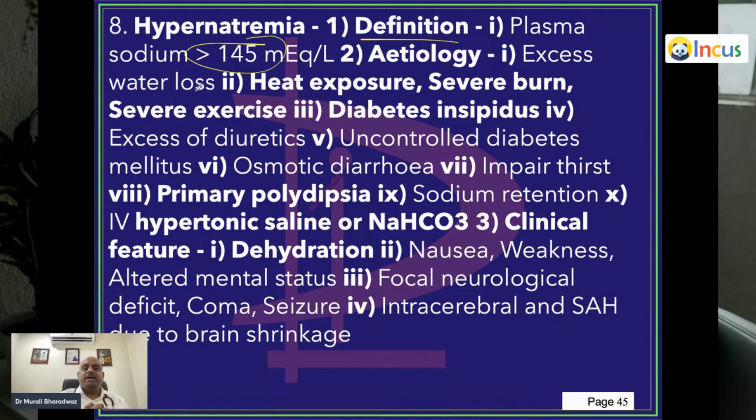And hypernatremia can occur because of too much loss of water: severe burn, severe exercise, diabetes insipidus, excessive diuretics, heat exposure, uncontrolled diabetes mellitus, osmotic diarrhea, etc. Then, typical rule, fluid retention is synonymous with hyponatremia. Dehydration is synonymous with hypernatremia.